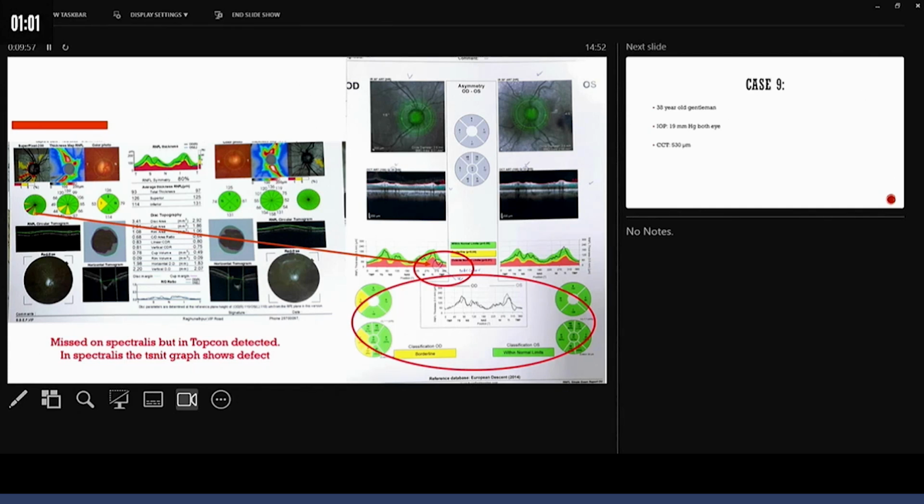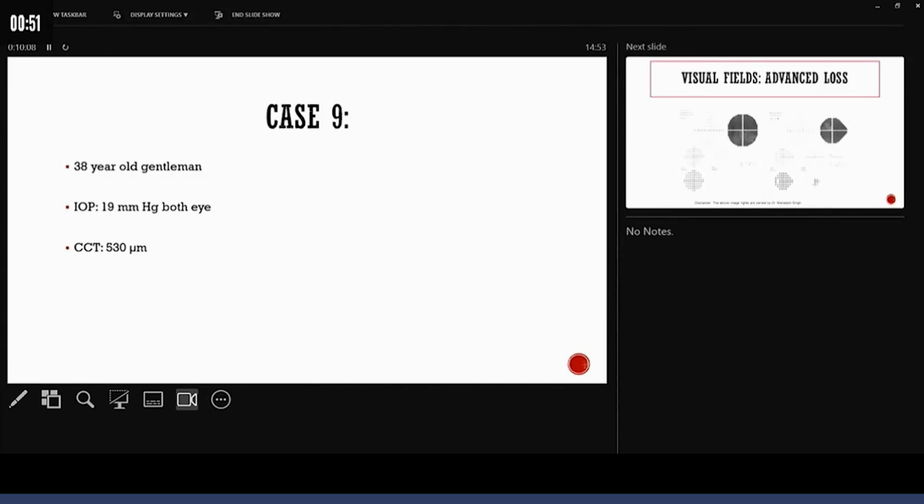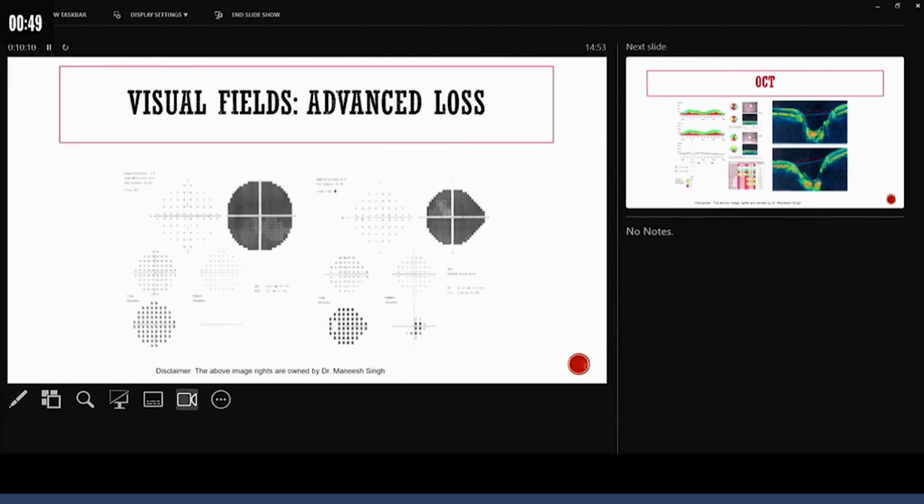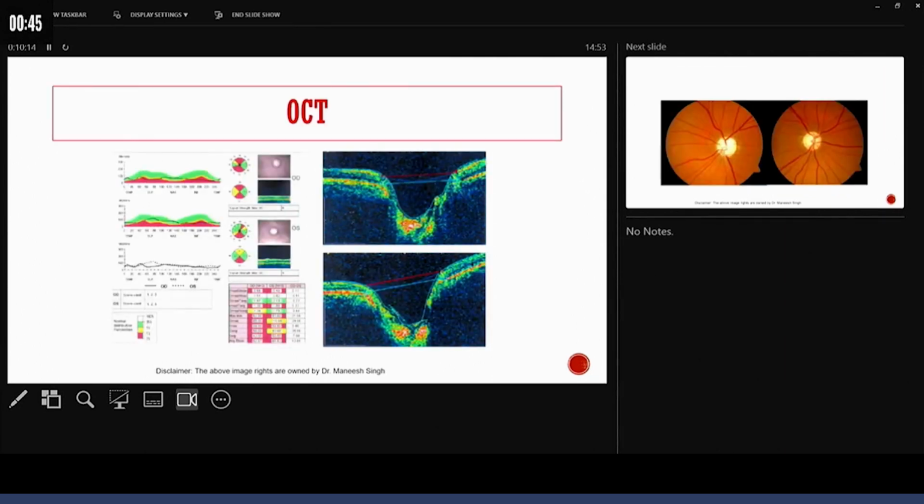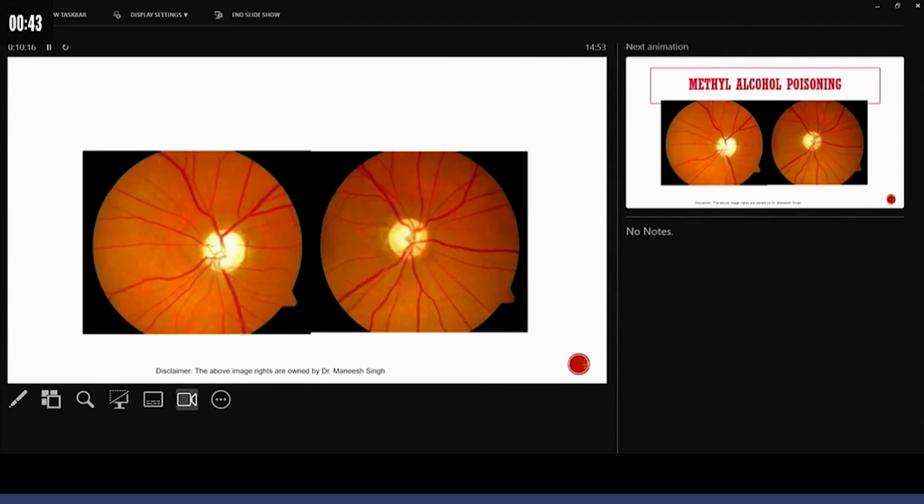So whenever you're seeing the clock hour, also you should see the TSNIT graph. And if at any point it is going to the red area, you should try to corroborate with your disc finding. Last two cases: this is a patient with very advanced field loss, an early young patient. See the OCT. OCT is also showing thinning.